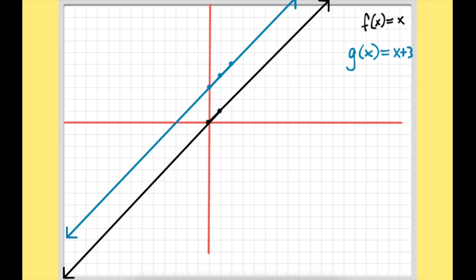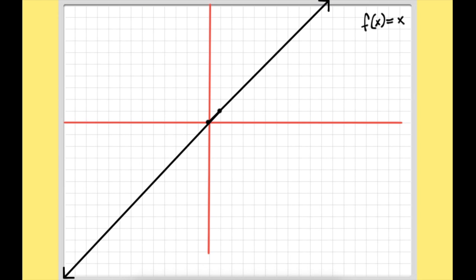Now, as I said, there's another way to change our function. We could stretch the graph or change the slope. So in this case, our y-intercept is the same value, 0, but our slope is now 2 over 1. And so we see that this function rises faster than our original function. It's steeper. And so you can call that a vertical stretch.